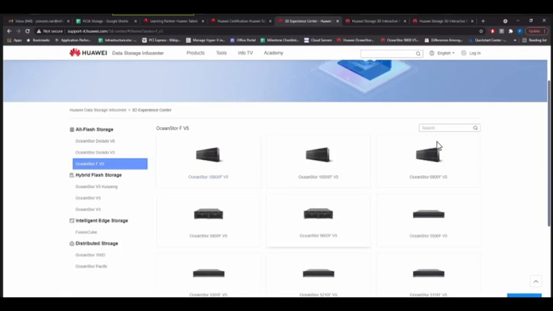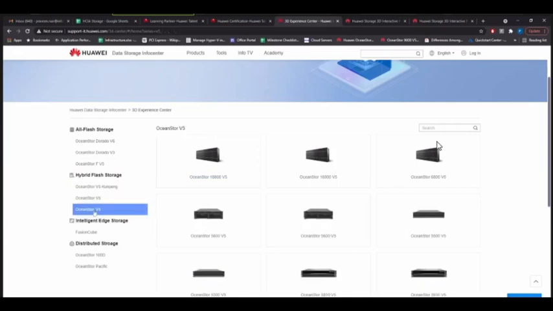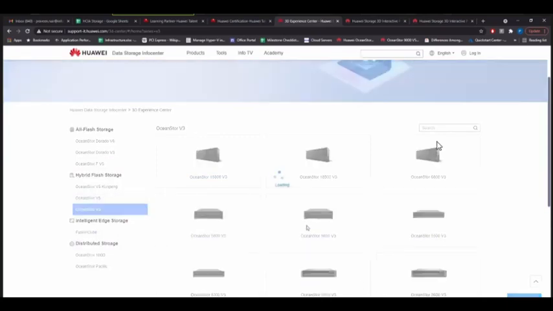So you have a lot of different types of OceanStor stuff. Hybrid flash storage will be the OceanStor V5 and V3, right? So V5 and V3 are the basic hybrid storage products. What I mean by hybrid storage products, let me just show you.